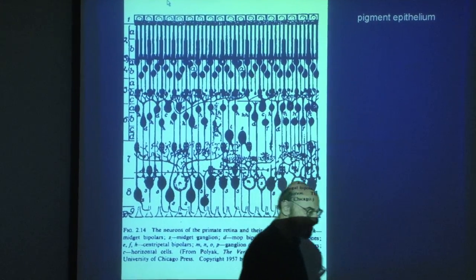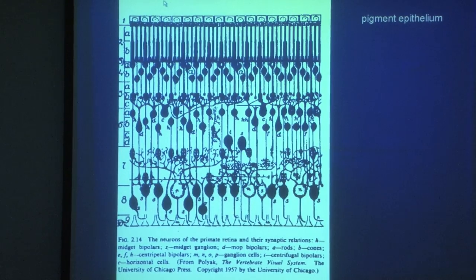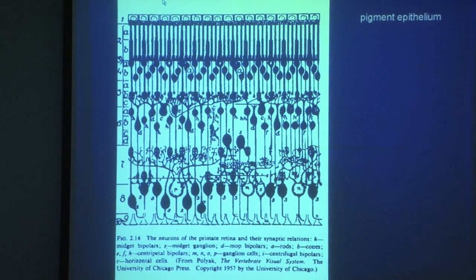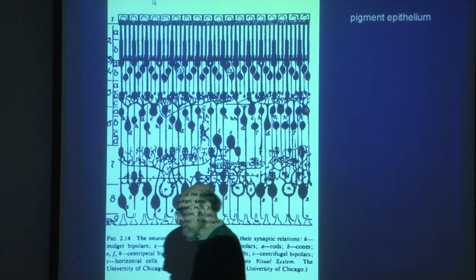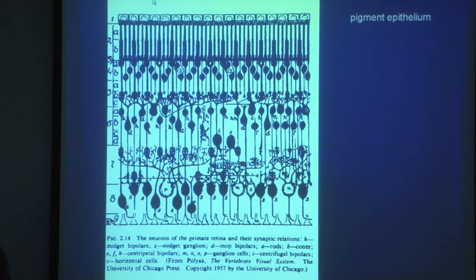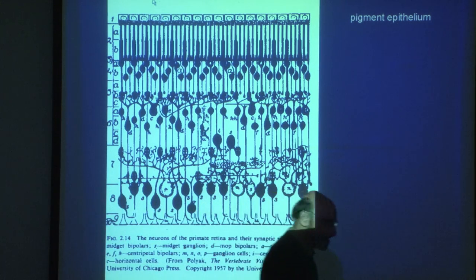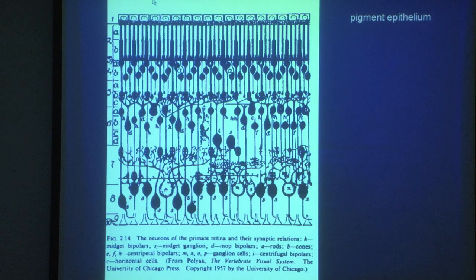Okay, so what's the pigment epithelium? The pigment epithelium is a single layer of cells that are pigmented to such a degree that when photons come into the eye and get to the pigment epithelium, they get absorbed just like a black surface absorbs the photons and doesn't reflect them. So because of that, there's no reflection back out. And that explains why the pupil looks black.